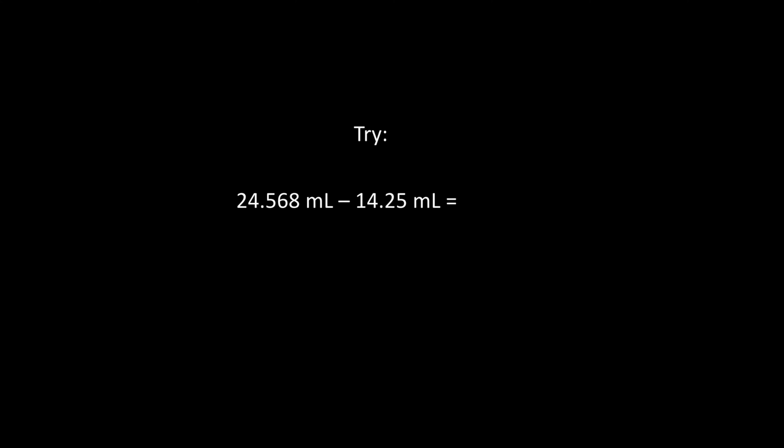Try this example. First do the math, and then after you do the math, ask yourself how many significant figures are in each number after the decimal place. In the left number, there are 3 significant figures after the decimal place, the 5, 6, and 8. In the right number, there are 2 significant figures after the decimal place, the 2 and the 5. So we need 2 significant figures after the decimal place in the answer.